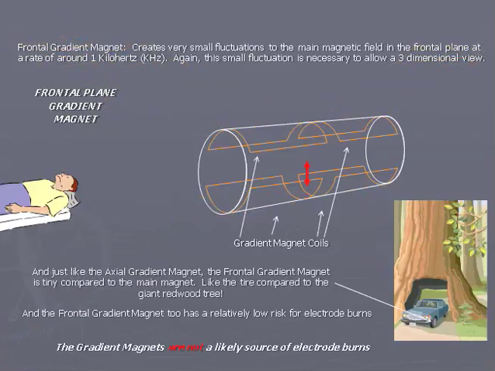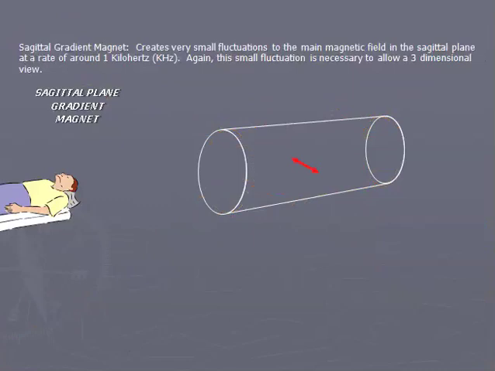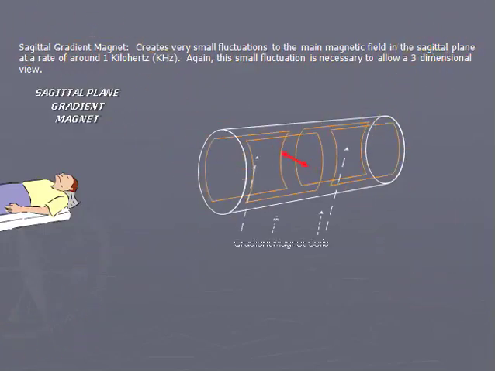Slide 20. The third of the smaller magnets is the sagittal gradient magnet, which creates very small fluctuations to the main magnetic field in the sagittal or side-to-side plane at a rate of around 1 kilohertz. Again, this small fluctuation is necessary to allow a three-dimensional view. The fluctuation is created by the sagittal gradient magnet coils illustrated here.